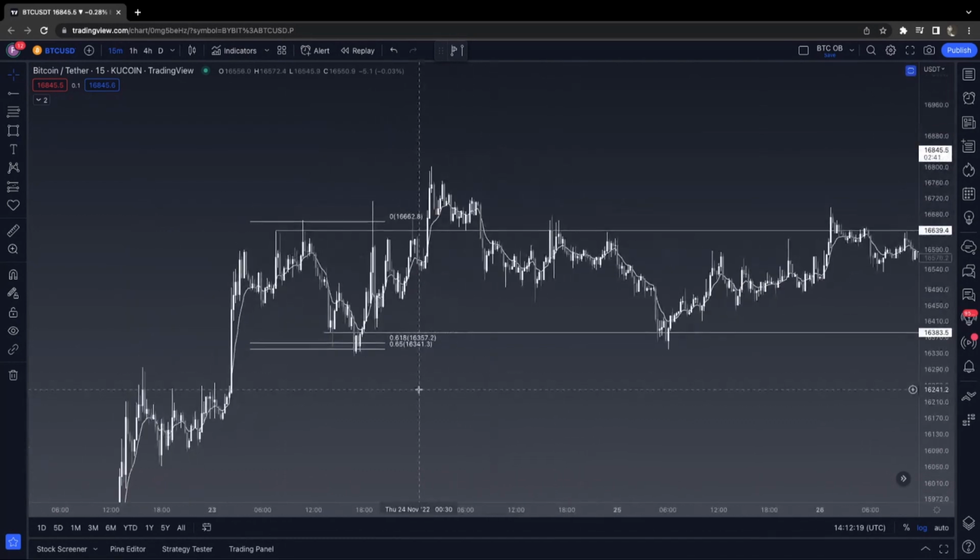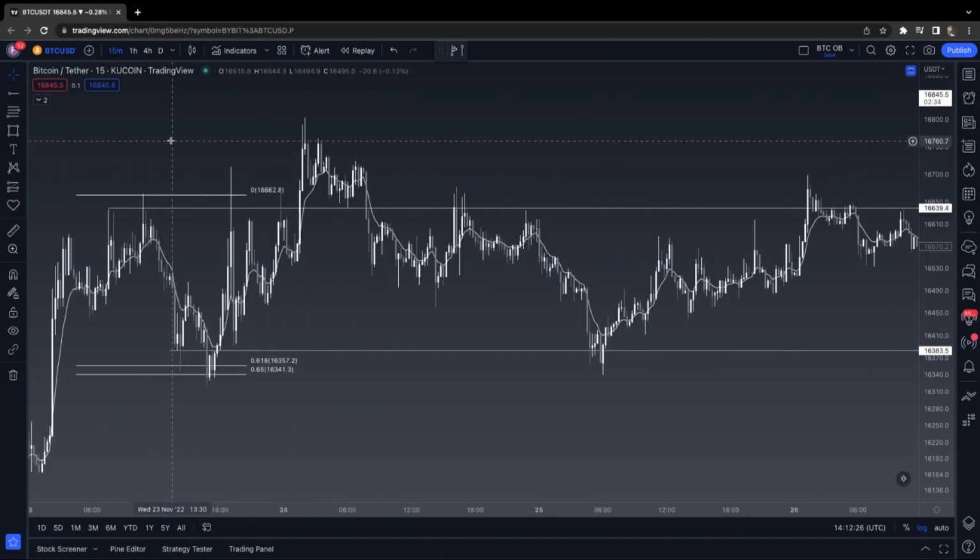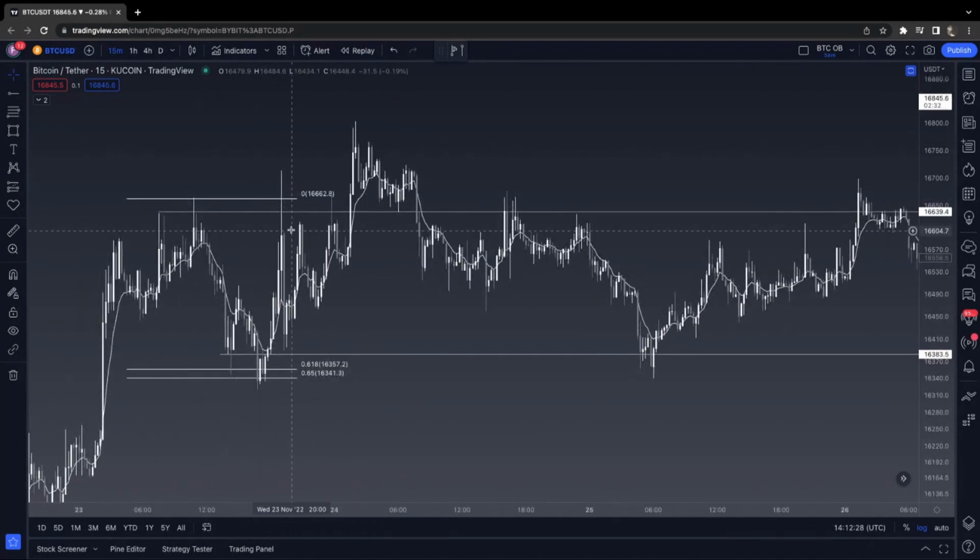That's a success. We then have a look at what's going to happen now. We now know that that was a resistance level, so let's have a look at what happens when we look towards this resistance level up here again.